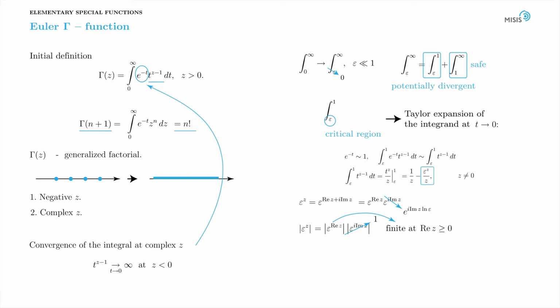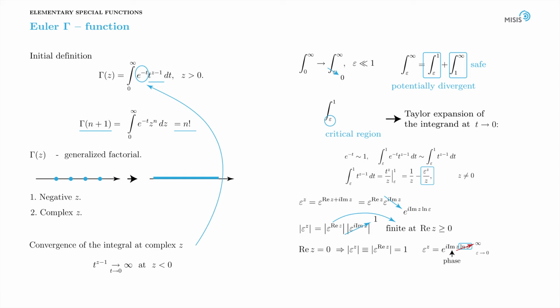So is it the end of the story? Not quite, because there is some particular value of z which causes problems. Namely, what if the real part of z equals 0? So z belongs to the imaginary axis. Then epsilon to z doesn't vanish. Its modulus is equal to 1. We are not only interested in the modulus though, but the whole function. And it also has a phase. And this phase contains the dangerous log of epsilon, which blows up when epsilon tends to 0.